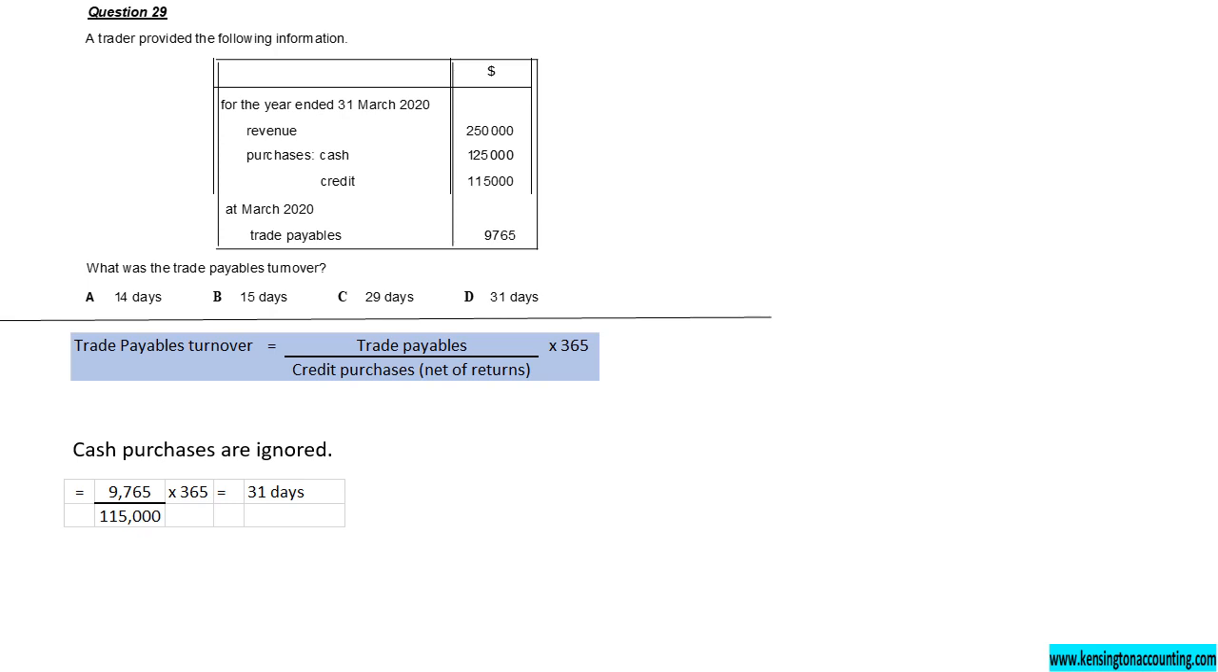So this is a general formula, and we have to multiply by 365, which is the number of days on average in a year. Now, we're talking about credit purchases, therefore cash purchases should be ignored. Therefore, this 125 is not relevant to us. Trade payables is 9,765. Credit purchases, we don't have any purchase return, therefore credit purchases is our denominator, multiplied by 365, and the answer is 31 days. So the answer is D.